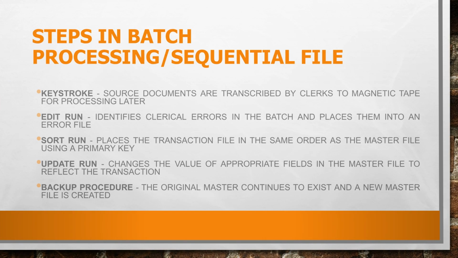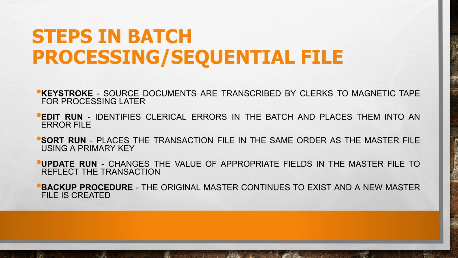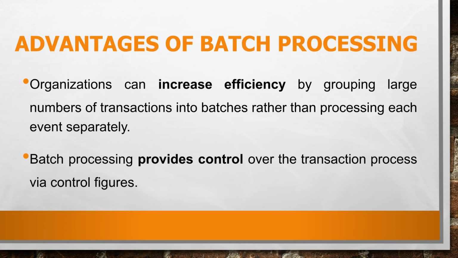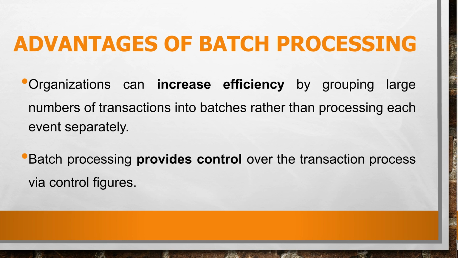The steps in batch processing include keystroking source documents, an edit run to catch errors, a sort run to order files by a primary key, an update run for master file changes, and backup procedures to preserve the original records. Batch processing offers two key advantages: increased efficiency by grouping large volumes of transactions for processing, and improved control over the transaction process through the use of control figures.